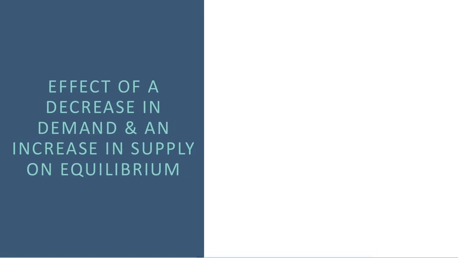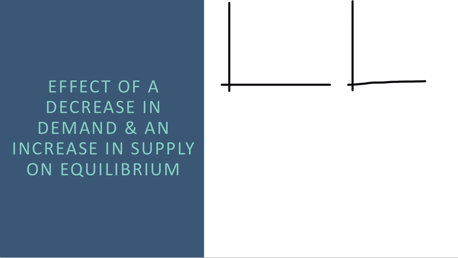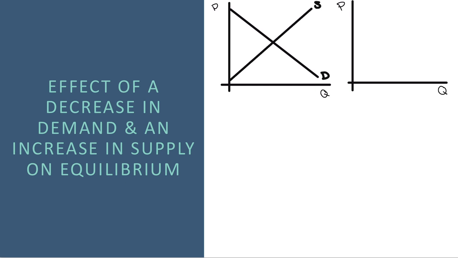So we're going to look at another one. This time, there's a decrease in demand and an increase in supply. So we're going to do the same thing. We're going to draw both graphs and you're going to look at the arrows. So we draw it. We have price on the y-axis, quantity on the x-axis. Our demand curve is downward sloping. Our supply curve is upward sloping. And we're going to draw two of them because there's two shifts that are happening.